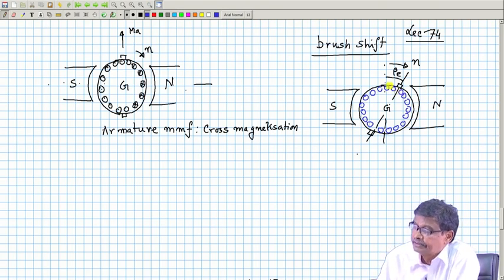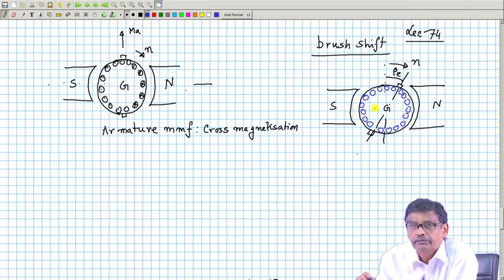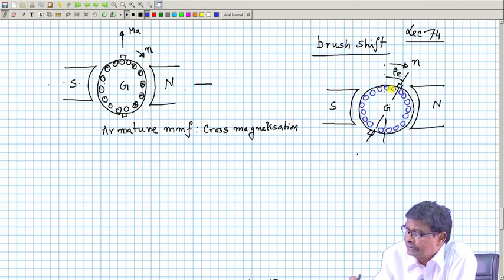Suppose a little brush shift is given. Now, most of the conductors here are under the influence of the south pole, that will dominate, and a few conductors might have gone to the north pole, particularly the conductors which will be undergoing commutation. That is, I am training this conductor about what lies ahead already. So, it looks like the commutation process will be easier.